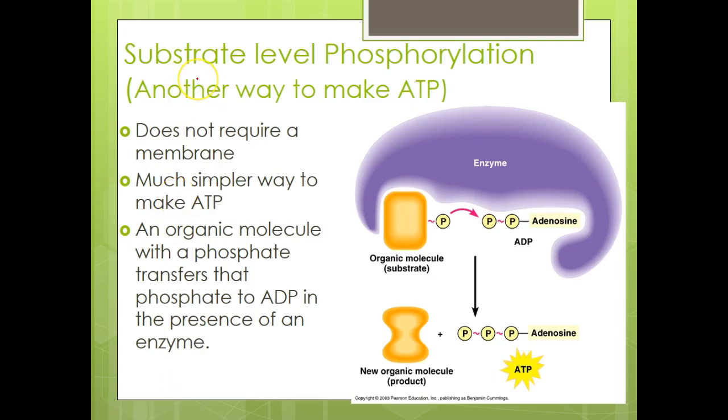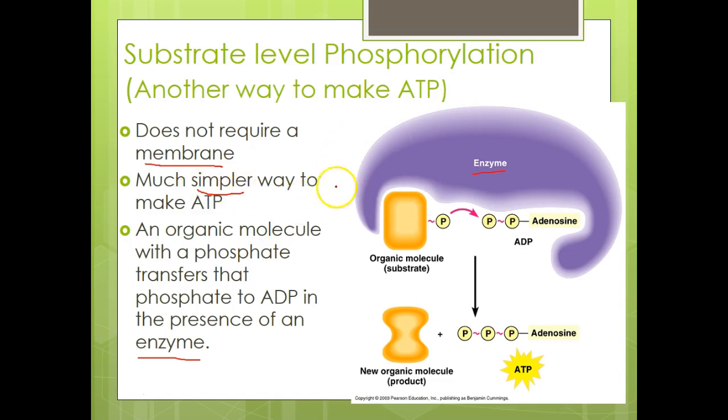Substrate-level phosphorylation is the other way to make ATP, and it doesn't require a membrane like chemiosmosis does. It doesn't require ATP synthase, which is an enzyme. It does, however, still require an enzyme, and this purple object here is our enzyme. And so it's still going to be an enzyme-mediated reaction, but it's much simpler than chemiosmosis. Chemiosmosis is a fairly complex, abstract process where you have moving ions flowing through a channel protein and have to be actively pumped to maintain a concentration gradient. But this process is much simpler.